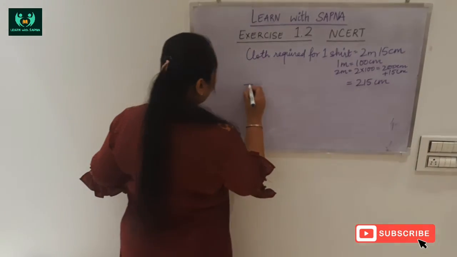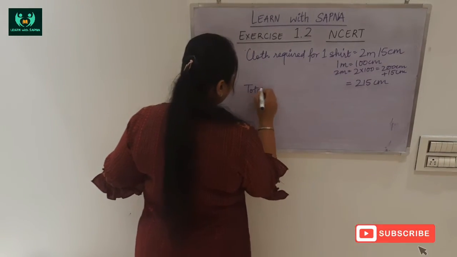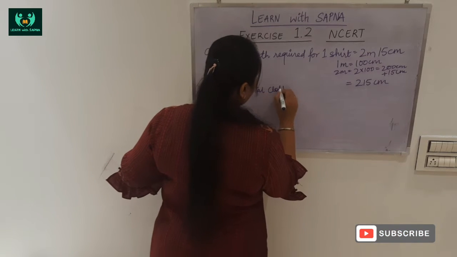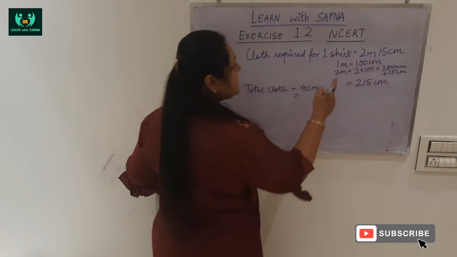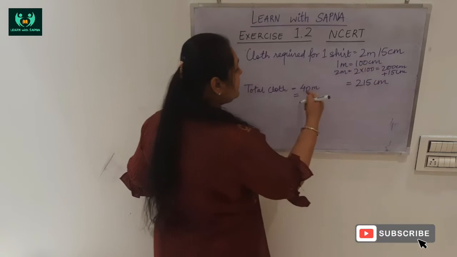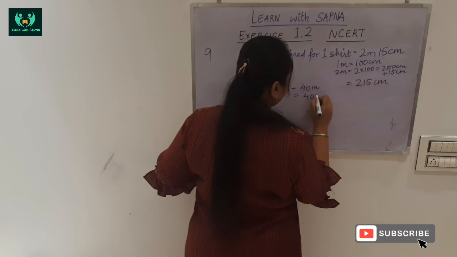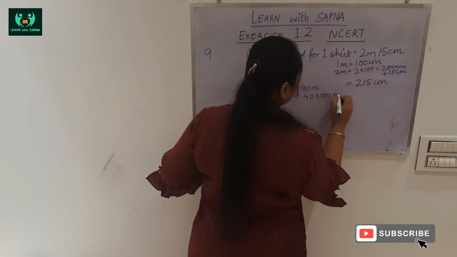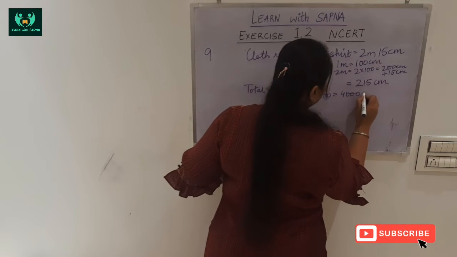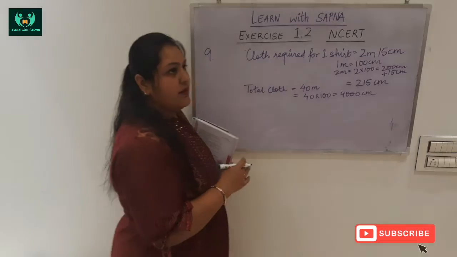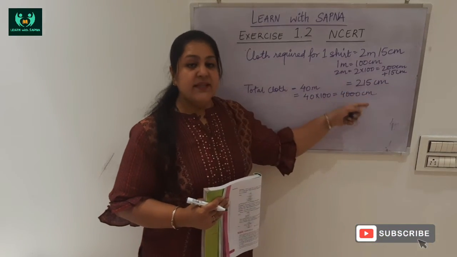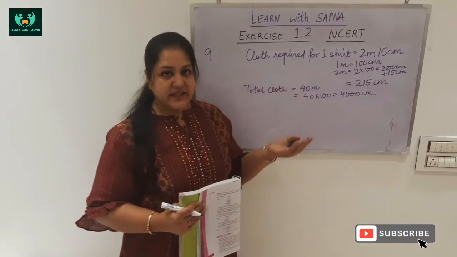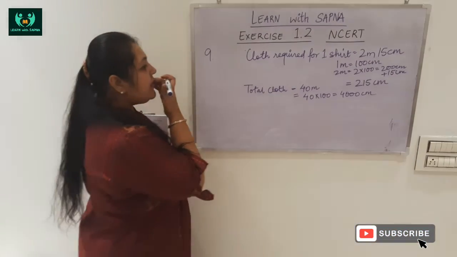Now total cloth, what do we have? Total cloth we have is 40 meter. What does 40 meter mean? Again 1 meter is 100 centimeter. So 40 meter will be what? 40 into 100 which is 4000 centimeter. Since we have to solve this question, we need to have the notation same. Units should be the same otherwise your answer will not be correct, right?